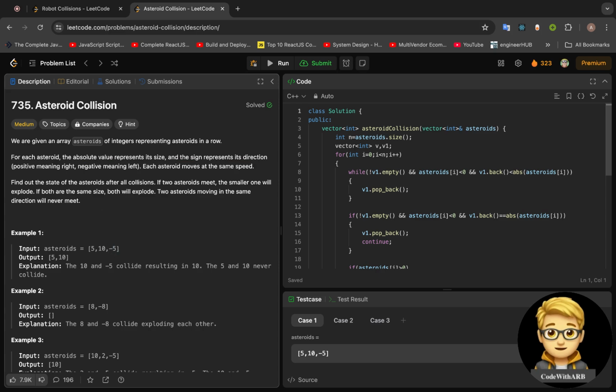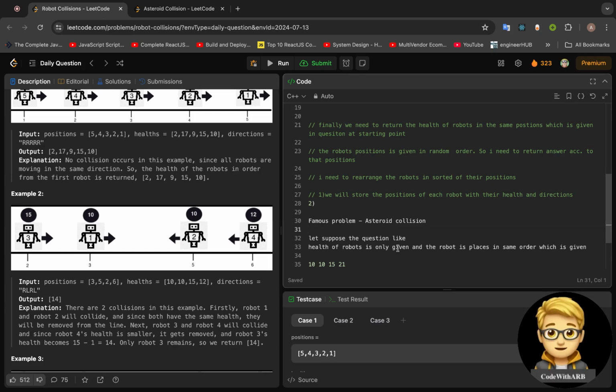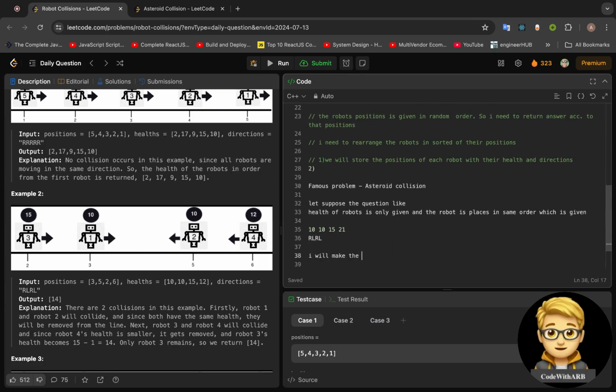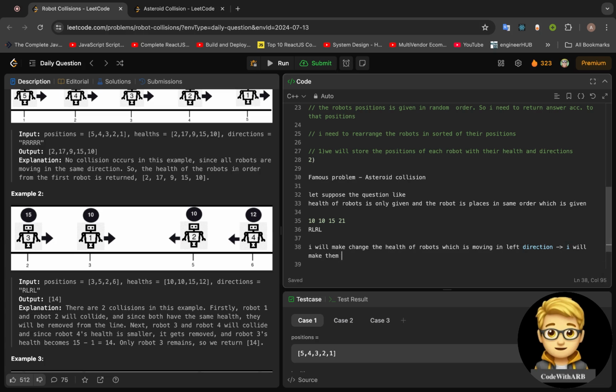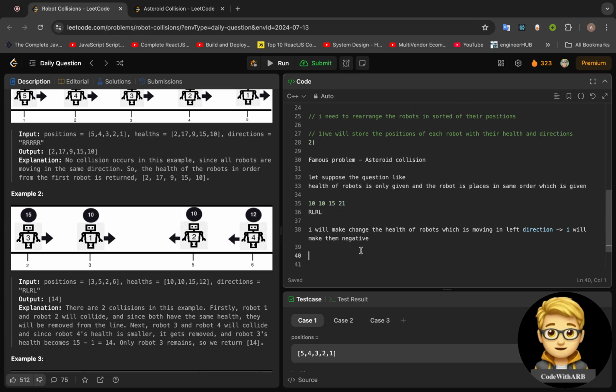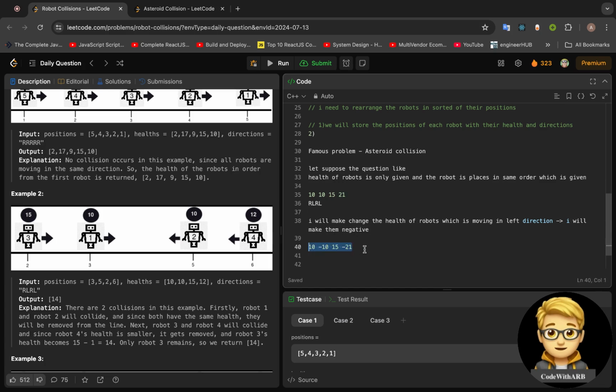In this question, the direction is represented as plus and minus. So what I will do is the same thing. I will change the health of the robots which are moving in the left direction and make them negative. So I will change 10 to minus 10 because it is moving left. Then right, it is 15, and when it is moving left, I am doing minus 21. The same thing.